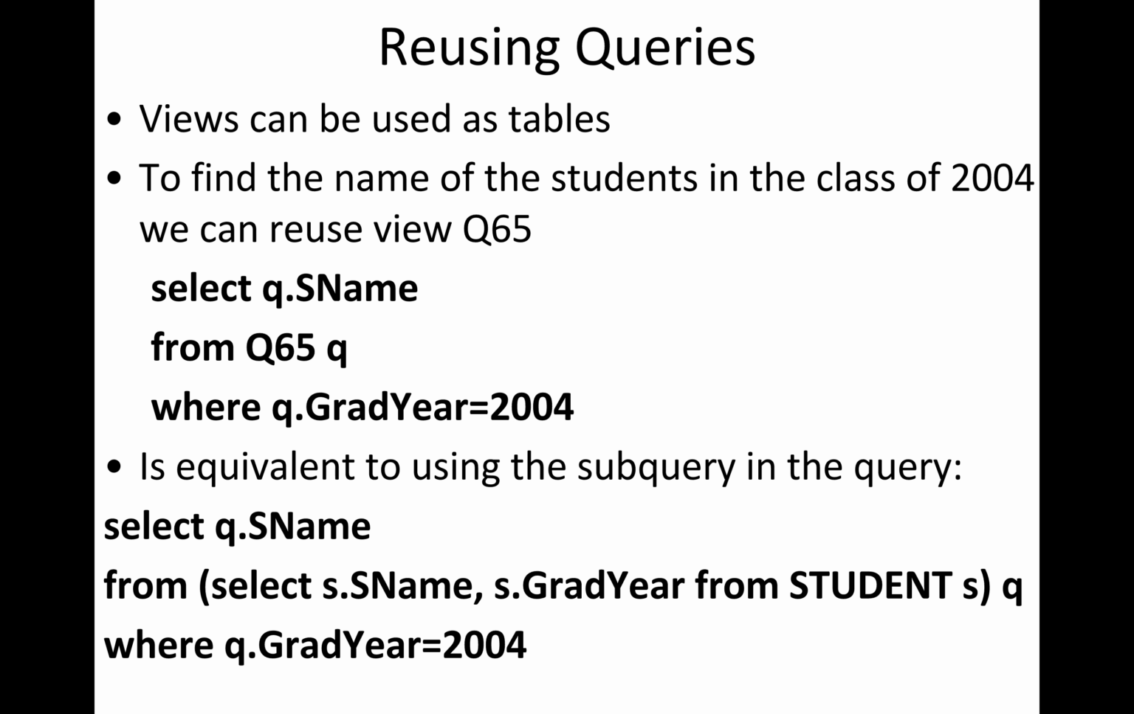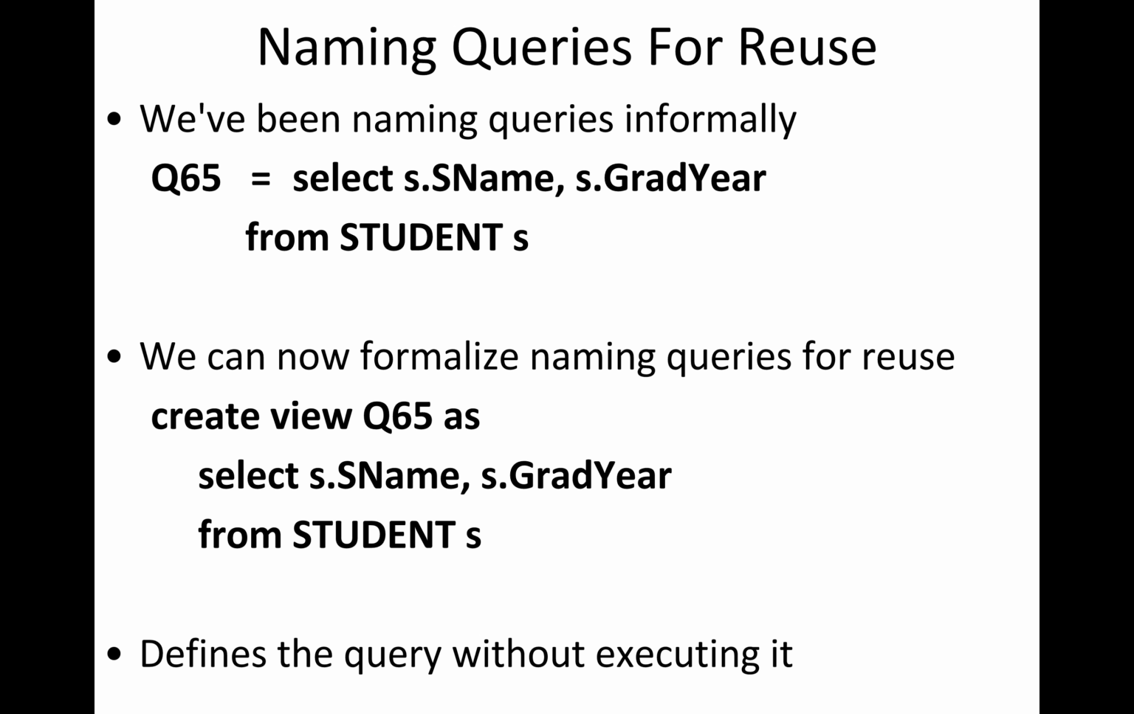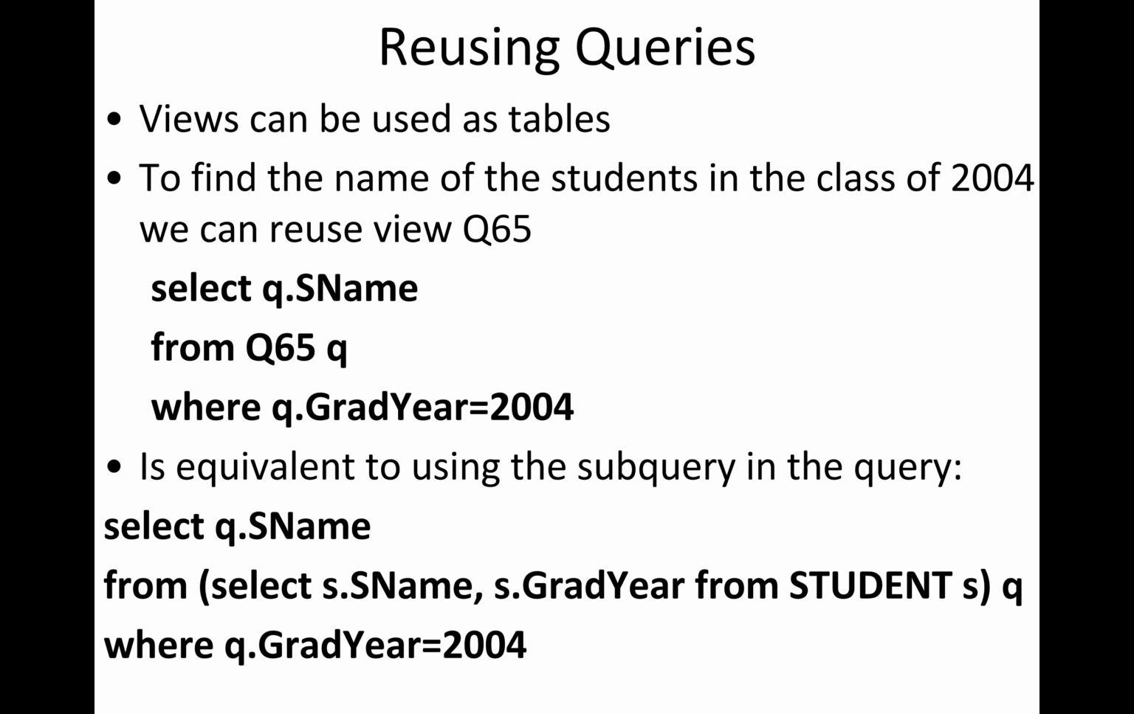Okay. So we're using queries. We can create a view here, the students of 2004. So there it is. We are using Q65, which was just selecting the name and the graduation year from students, and we named it Q65, and then we're using it here to filter and retrieve only those students from 2004.